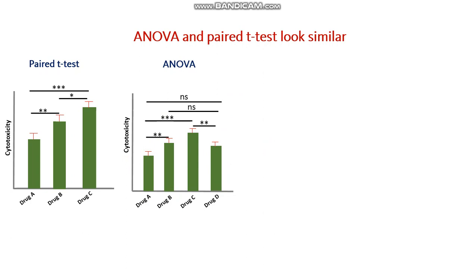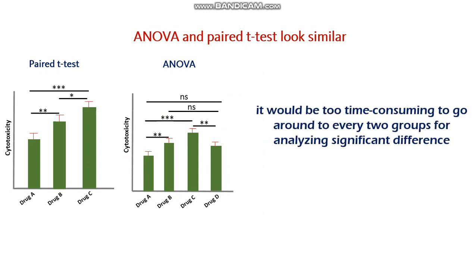If you want to compare one by one, that's okay, you can do the paired t-test or ANOVA, no problem. But the problem is that if you have more than two groups, like three or four groups, then it will be very complicated and time consuming to do the paired t-test one by one. But if you do the ANOVA instead, you can get all of the comparison results at the same time. If you have more groups, it will be too time consuming to go around to every two groups for analyzing significant difference. This is why you need to use the ANOVA instead, to save time.